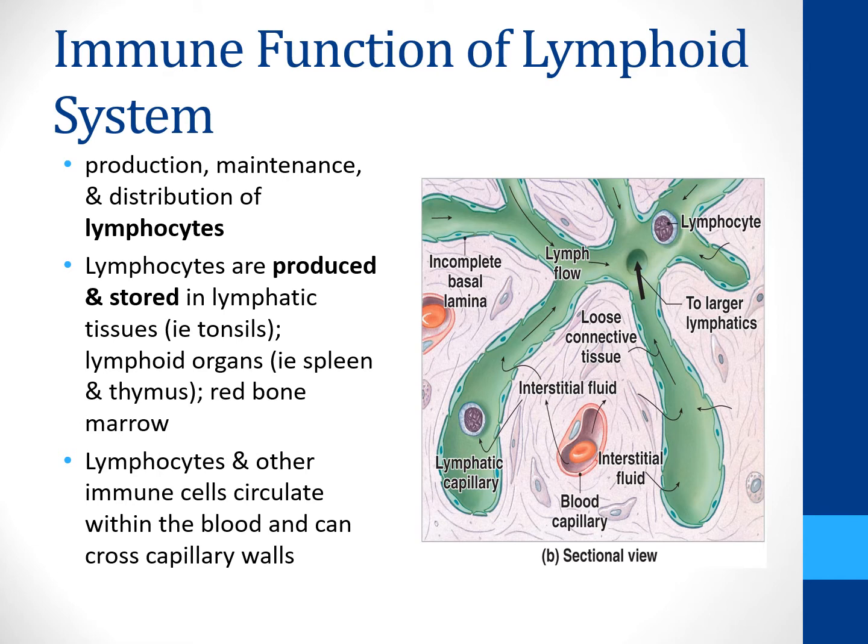The immune function of the lymphoid system is to produce, maintain, and distribute these lymphocytes. Lymphocytes are derived from hemocytoblasts in the red bone marrow, and then they go to these different lymphatic tissues where they mature and become the final cells that they're going to be. So the lymphatic tissues like the tonsils, and the lymphoid organs like the spleen, the thymus, the appendix. Lymphocytes and other immune cells circulate within the blood, and they can cross capillary walls and go into the lymphatic system. So they are constantly circulating throughout the body.